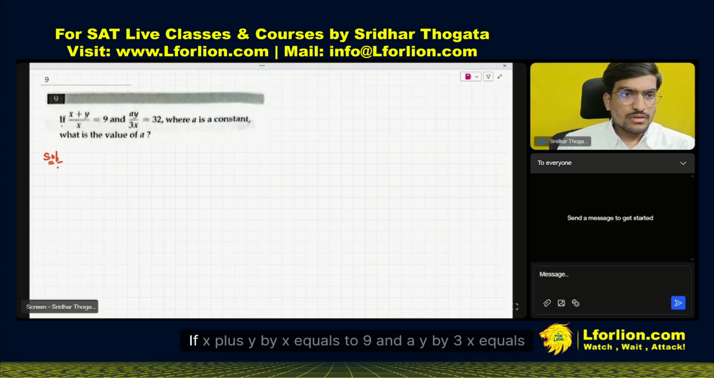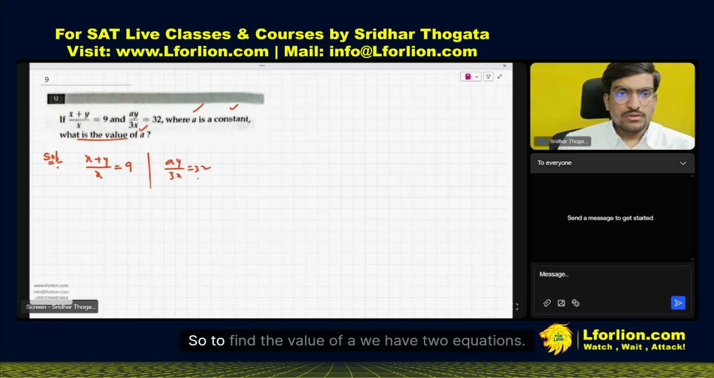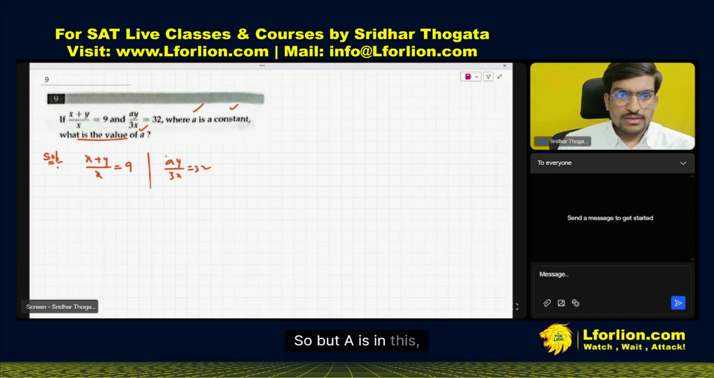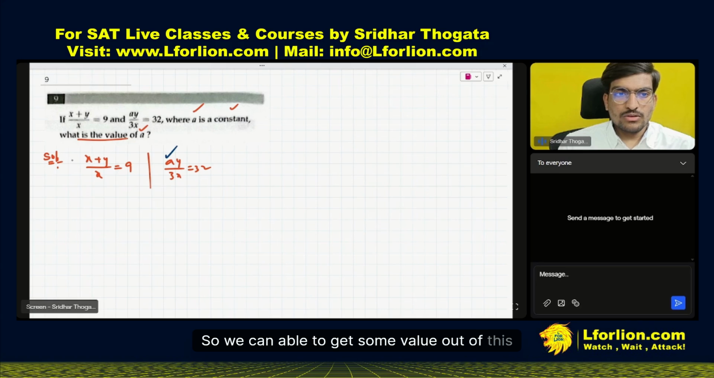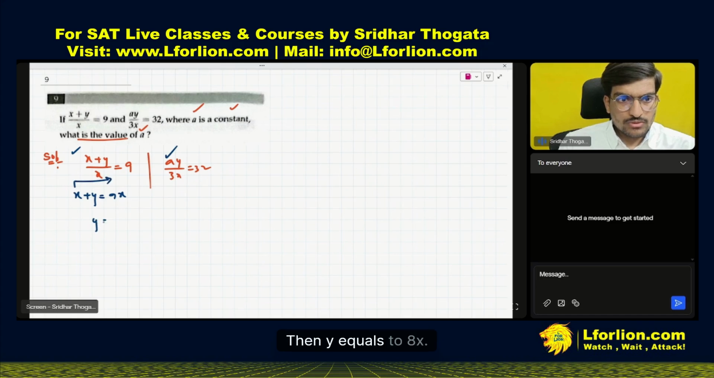Question number 9. If (x plus y) by x equals 9 and ay by 3x equals 32, where a is a constant, what is the value of a? We just have to find the value of a. To find the value of a, we have two equations, but a is in the second equation. We can get some value out of the first equation. x plus y equals 9x. So transpose this x, then y equals 8x.